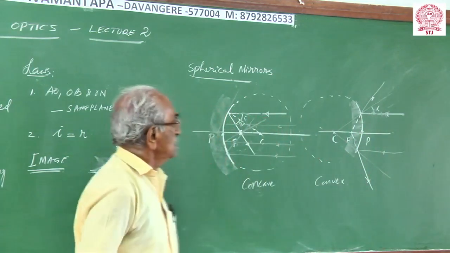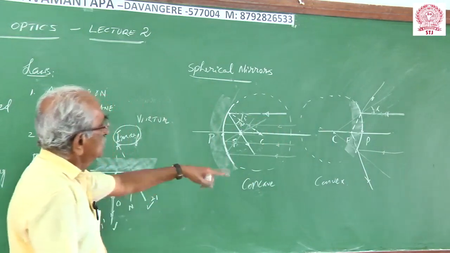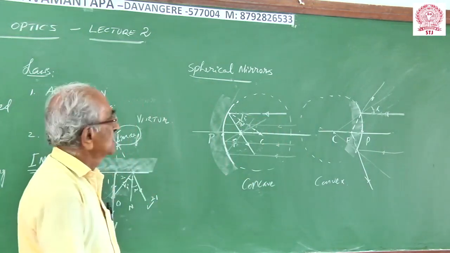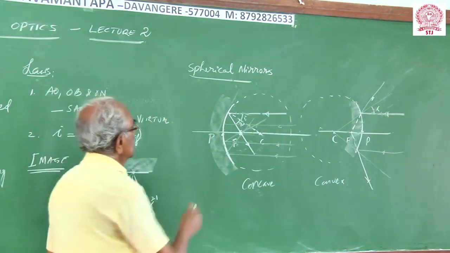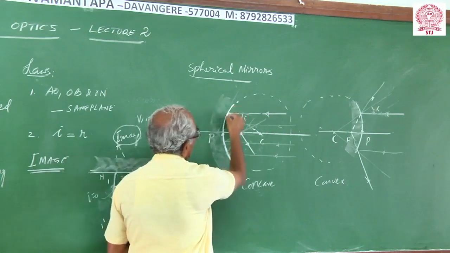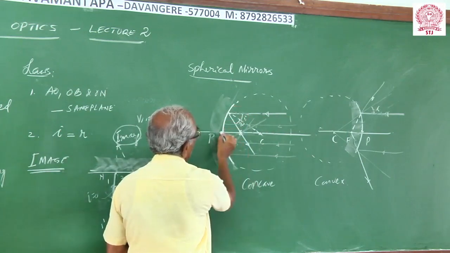Now observe, we have 3 points in both the mirrors. One is the geometrical center of the mirror, called the pole.